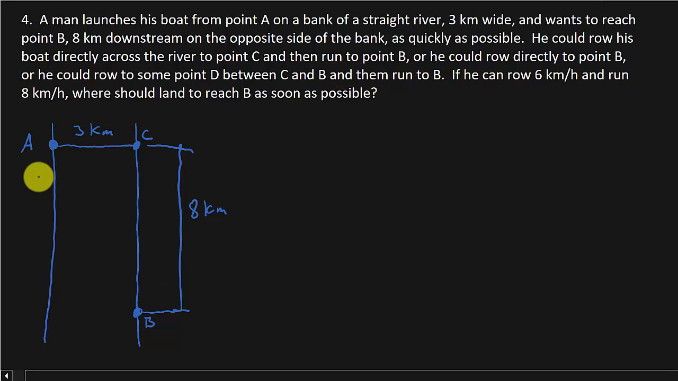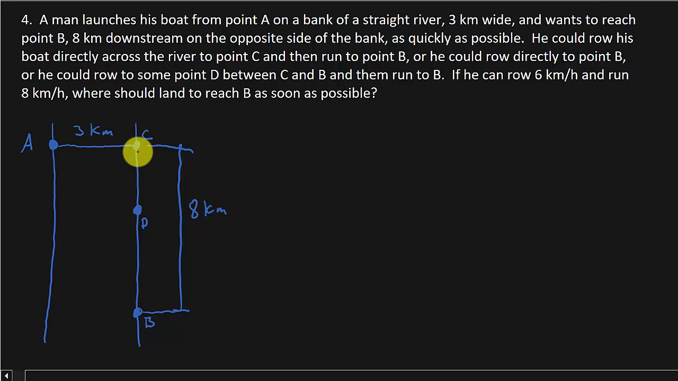Or he could row directly to B. So that's from A directly to B. He does nothing but row. Or he could row to some point D, which we'll call D here, that's between C and B, and then run to B.